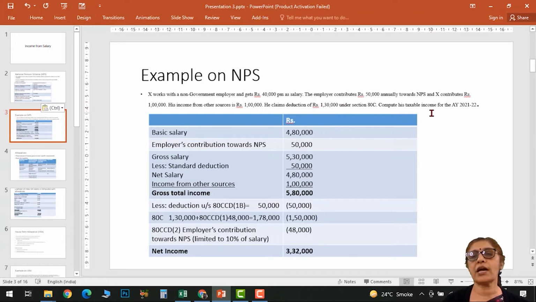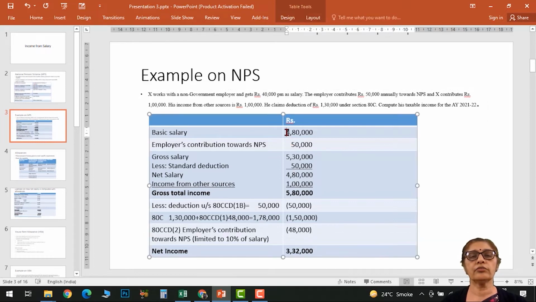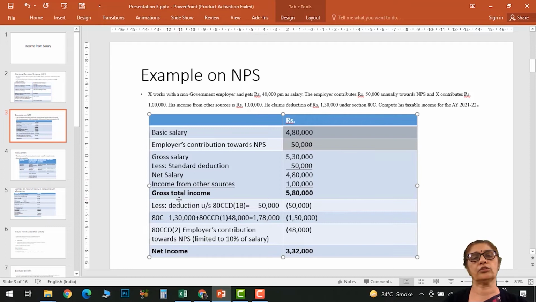So if we compute his taxable income, what is it? We have done it earlier. Taxable income is gross total income minus deductions under sections 80C to 80U. Now let's see how we go about it. His basic salary is what? 40,000 per month, so 4,80,000. Employer's contribution towards NPS is 50,000. Whatever the employer contributes, we will add. So he contributes 50,000, we have added 50,000. We don't have anything else in this question. We are keeping it short to understand the concepts.